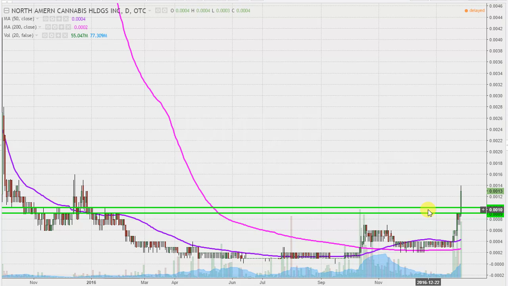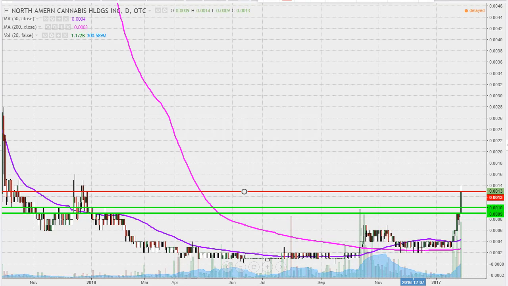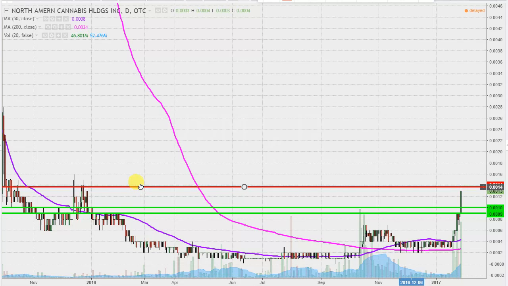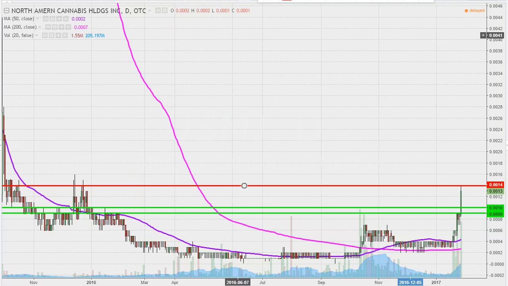Now, next and current level of resistance actually makes good sense, assuming my eyeball test is right, and that looks to be at 0014. The reason I say it looks like it makes sense is you had this batch of highs right over here, and is that where it got rejected from today? Yes, I'm talking to myself right now. Yes, 0014.